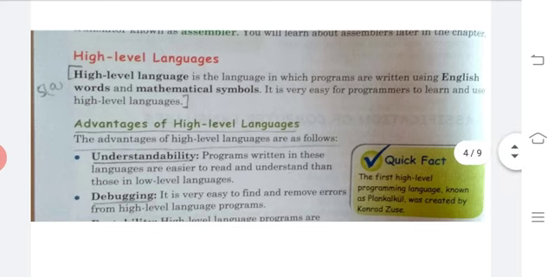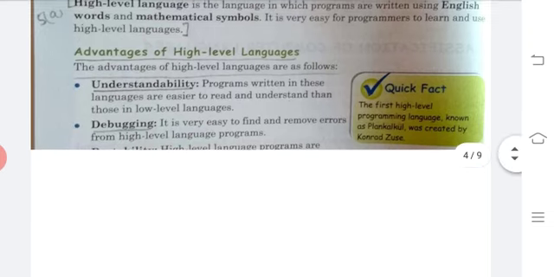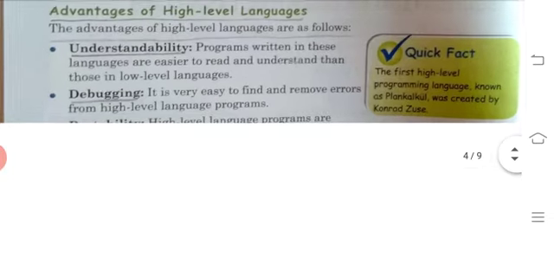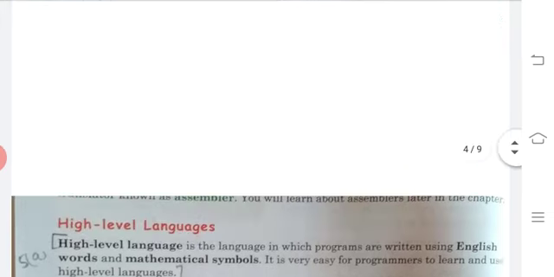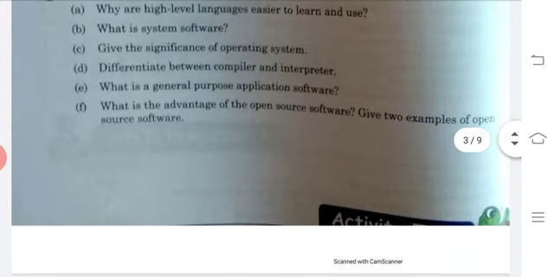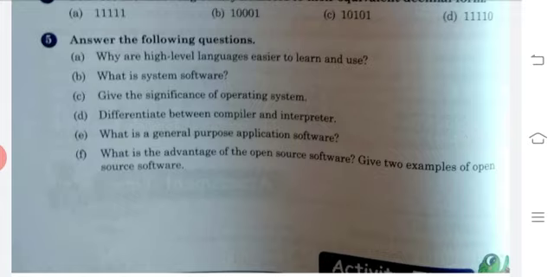So here the advantages of high level language. The answer is the advantages of high level language are as follows. Number 1, understandability. B number is debugging. Okay. So you have to write only understandability and debugging. Okay. Now the next question is B, that is what is system software?